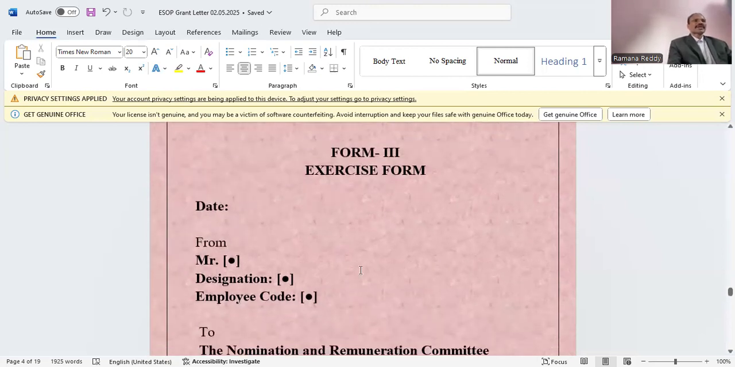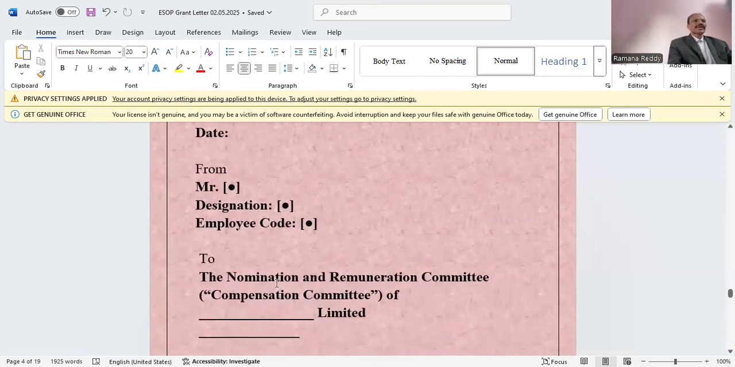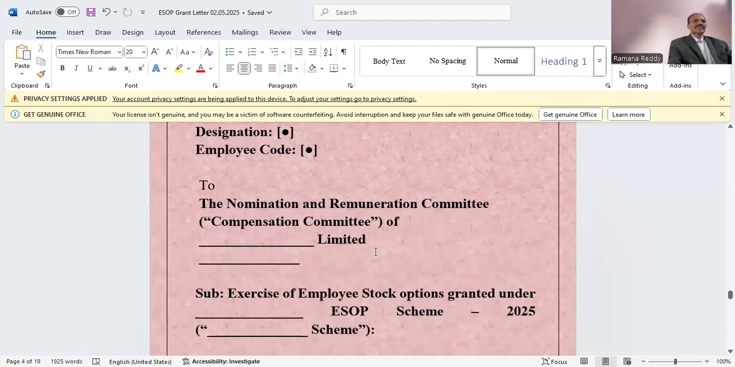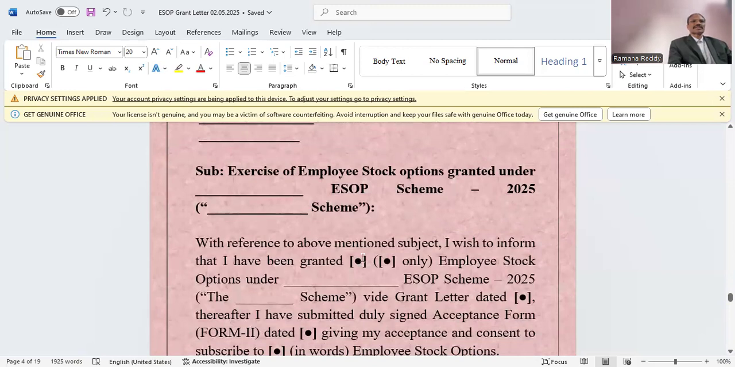This is the exercise form. Date, from so-and-so employee name and designation, employee code. He will submit to the nomination remuneration committee, compensation committee, of so-and-so company. Subject: exercise of employee stock options granted under so-and-so scheme. With reference to the above-mentioned subject, I wish to inform you that I have been granted, for example, 400 employee stock options. We will write 400 employee stock options. Now this employee may exercise 100 out of that, or 50, as per his availability. Suppose by the time he is submitting the letter, only 30% are vested.